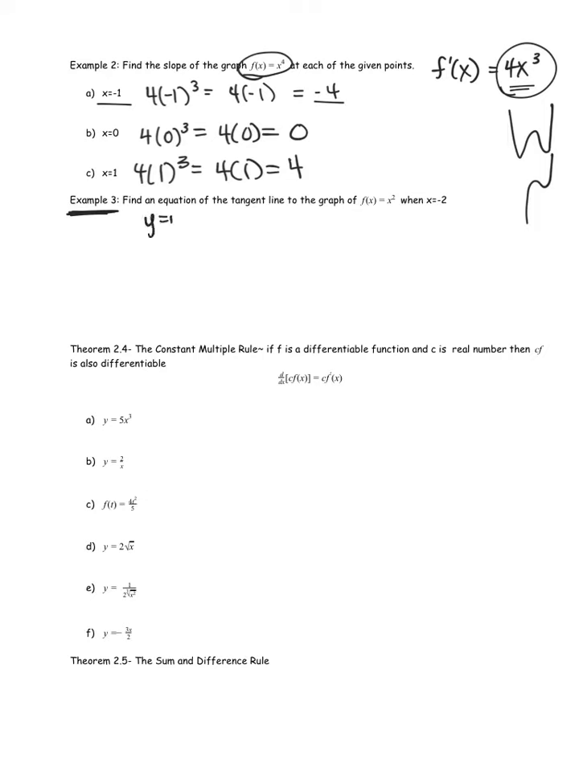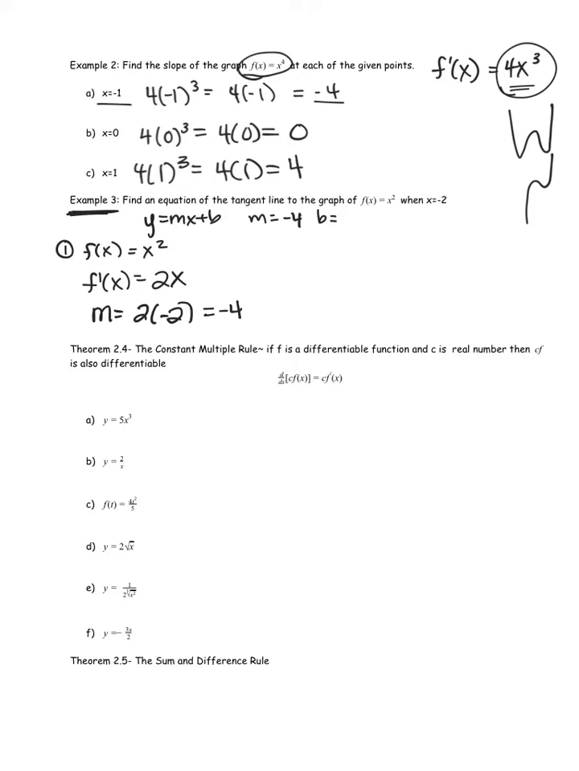Okay, so if we think about an equation of a line, y equals mx plus b, we need an m and we need a b. Well, first we have to find our slope. Slope is the derivative. So the derivative of that is 2x. But it's at the point x equals negative 2, right? Because I need an actual number for m. So I'm going to do 2 times negative 2, and that gives me negative 4. So my slope at that point is negative 4.